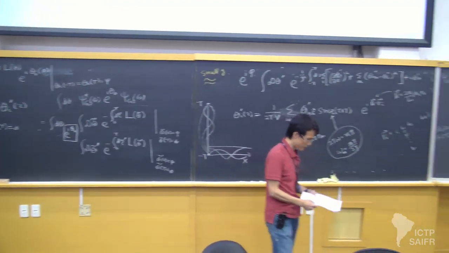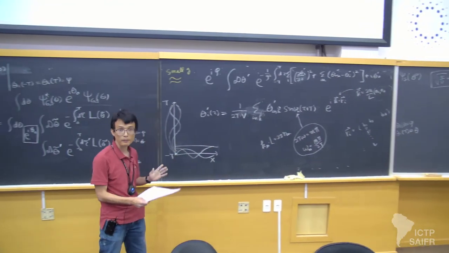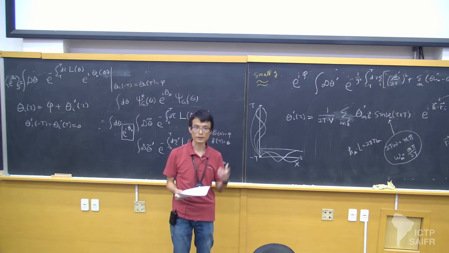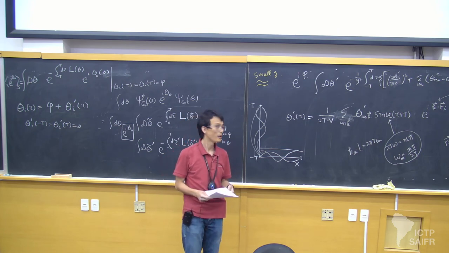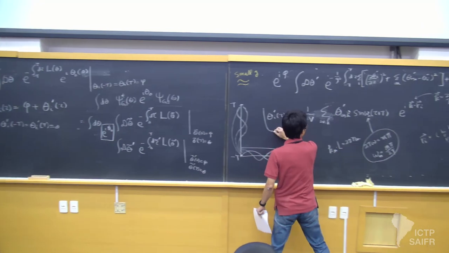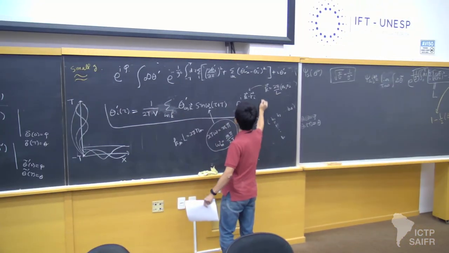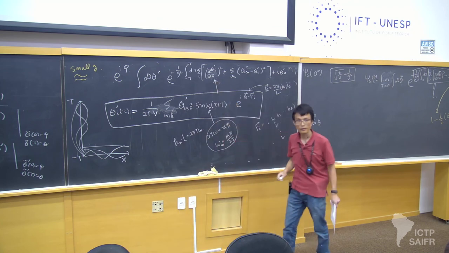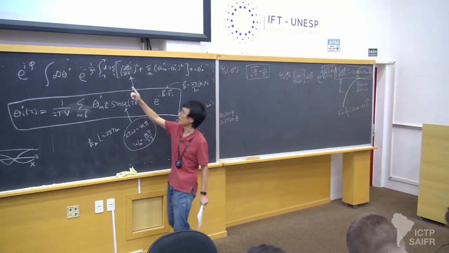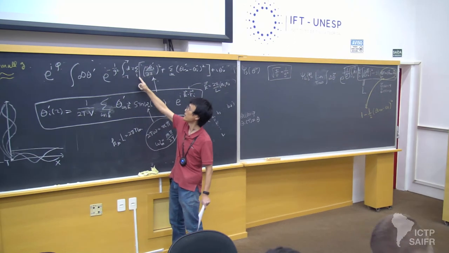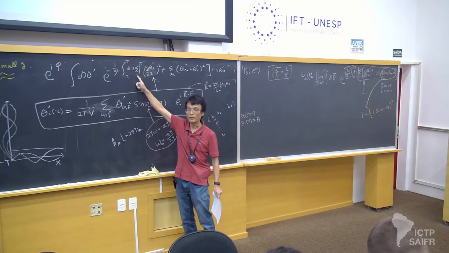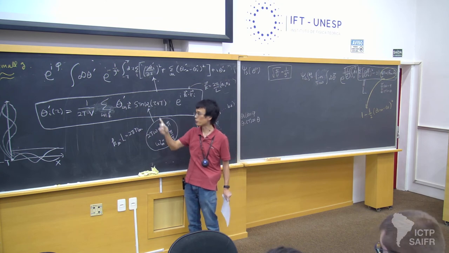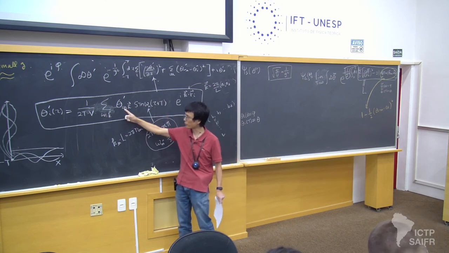Now, I was planning to do this algebra, but I think I don't have time. But the derivation is in the lecture note on the web page. It's straightforward. You can insert this expression here into this quadratic action, right? And then do the time integration and psi summation. Okay. And then you will have some quadratic action for this amplitude.